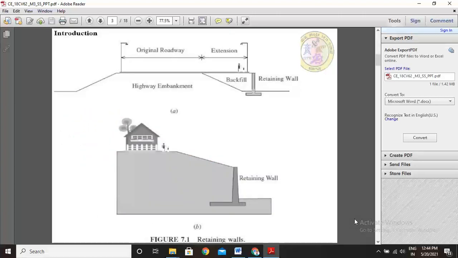Let us see the introduction to lateral earth pressure. See, this is the diagram. This is the embankment. Okay, this is a highway embankment. This is the backfill. This is the original roadway, the road width, and these are the extensions, that is footpaths. And these are retaining walls.